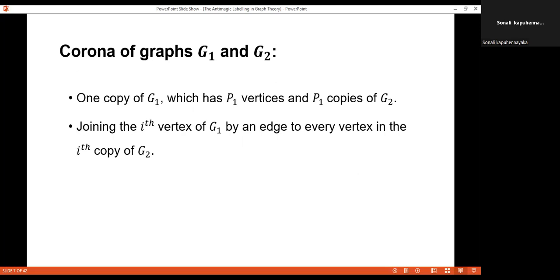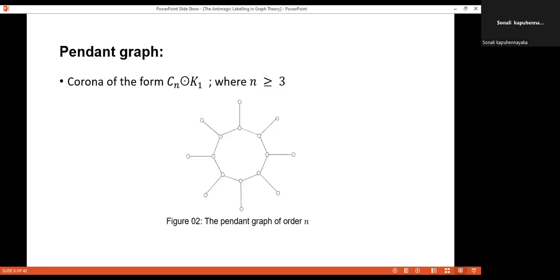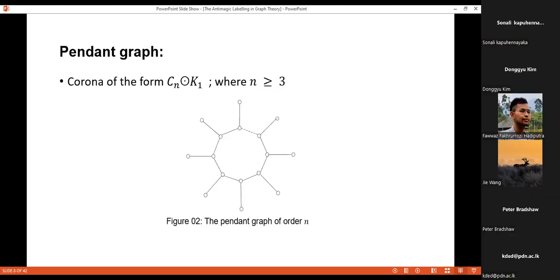Then before we define the pendant graph, let's see what is the corona of two graphs. So the corona of graph G1 and G2 is the graph obtained by taking one copy of G1, which has P1 vertices, and P1 copies of G2, and then joining the ith vertex of G1 by an edge to every vertex in the ith copy of G2. Now we can define the pendant graph as the corona of the form C1 and K1, and the following graph is a pendant graph of order n.